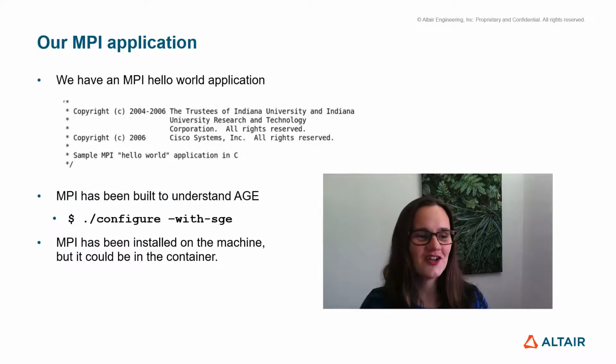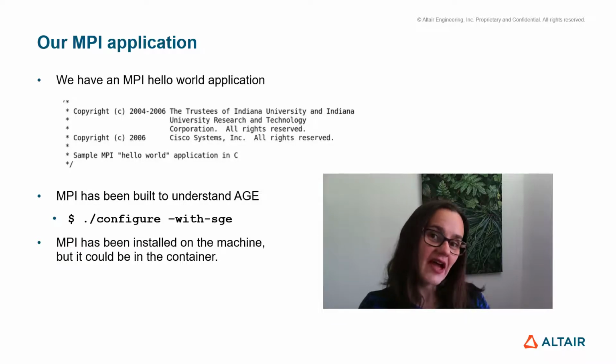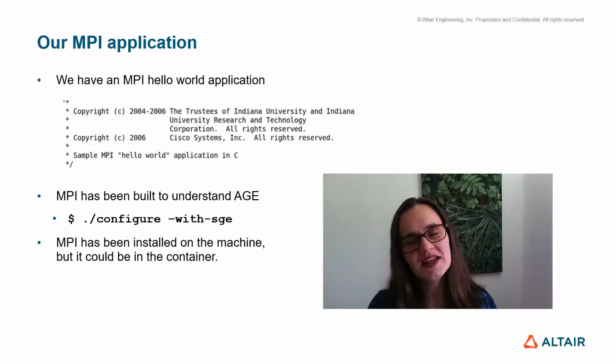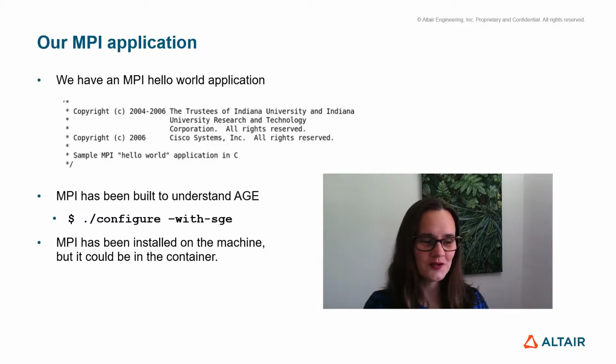So now let's take a look at our Hello World MPI application. This is just a simple Hello World application from Indiana University. It's been built to understand Grid Engine. This is very straightforward. Just when you're running your ./configure, you just put in the argument --with-sge. And MPI has been installed on the machine in this case, but it could equally be installed on the container, in which case you wouldn't need to mount the GE directory where MPI is installed.